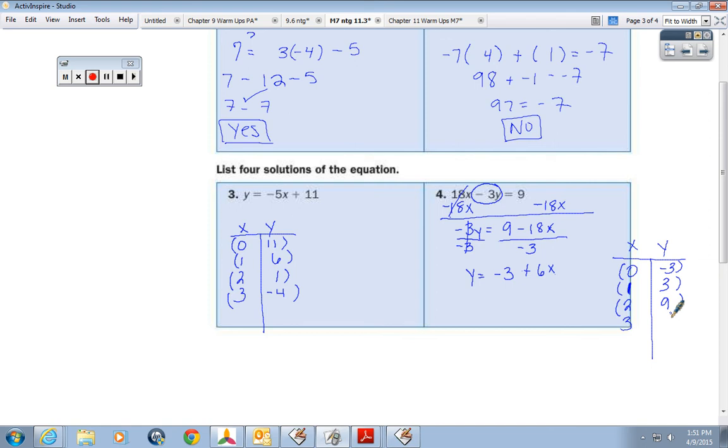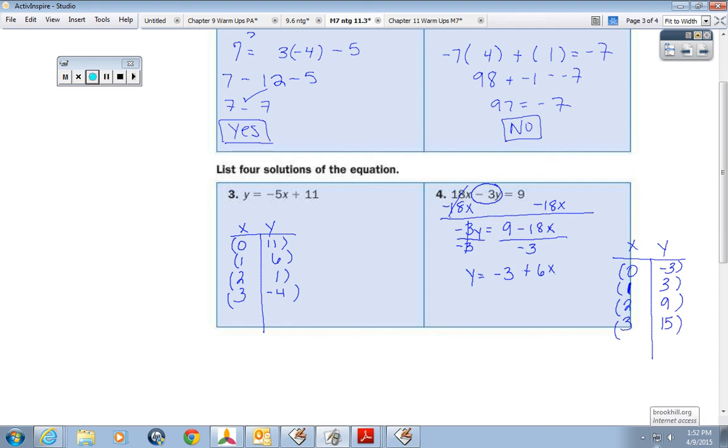What's 18 plus negative 3? 15. Okay? What do you notice? It's going up by 6. Okay, so can I predict the next several ones? Yeah. Okay, and so there's your answer. Okay, so first function form, then T-chart.